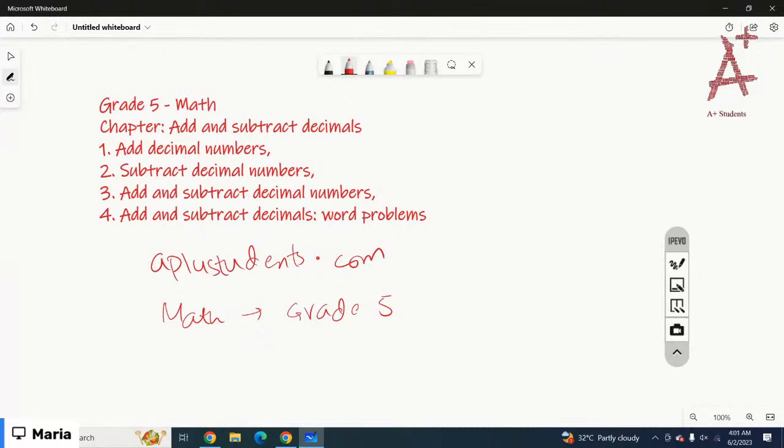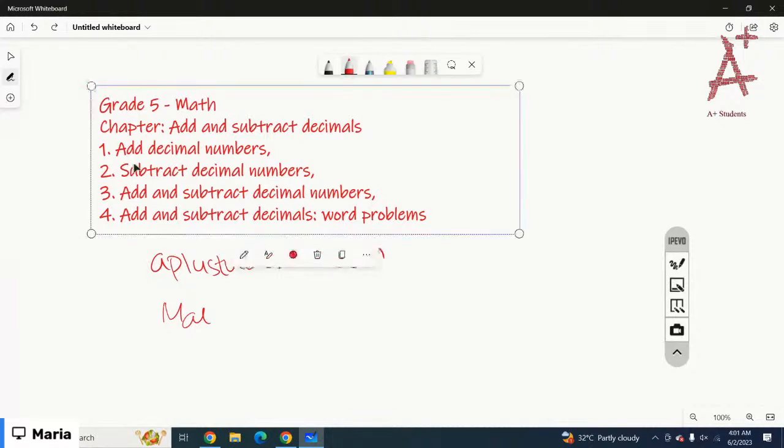We're going to start with the chapter add and subtract decimals. And the lessons we're going to cover today are add decimal numbers, subtract decimal numbers, add and subtract decimal numbers, and add and subtract decimal numbers word problems. So let's just start with the lesson.